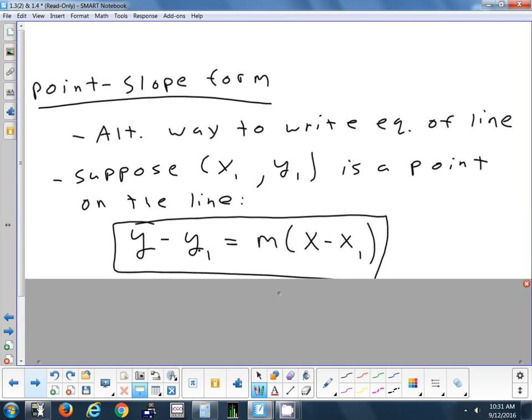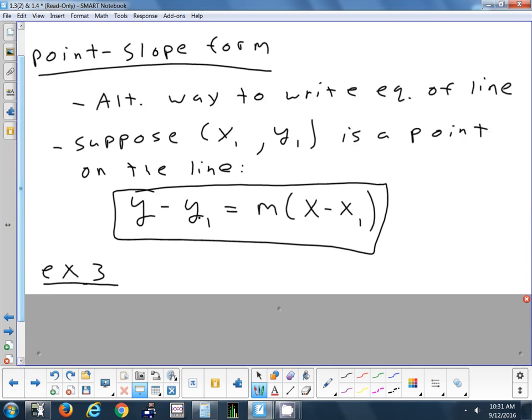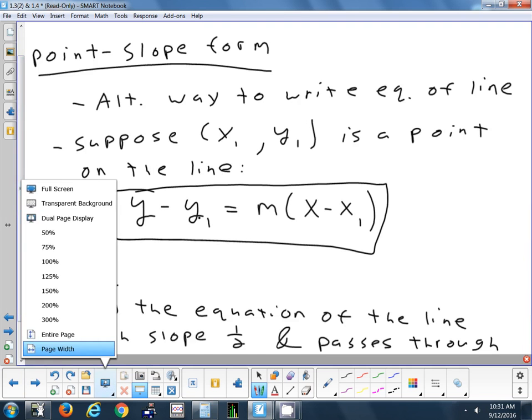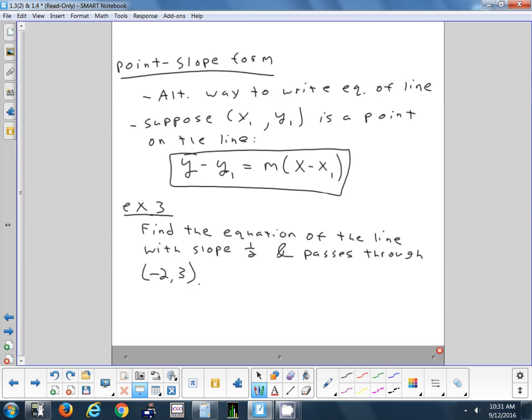Okay, another form is point slope. It's helpful to use this form if they give you a point and a slope and ask you to find the equation of the line. Okay, so this is an alternate way to write the equation of a line. Okay, and it would work perfect for this problem we're going to do. Okay, point slope form is y minus y1 equals m times x minus x1. Okay, for point slope, you don't need 2 points. All you need is a point and a slope.